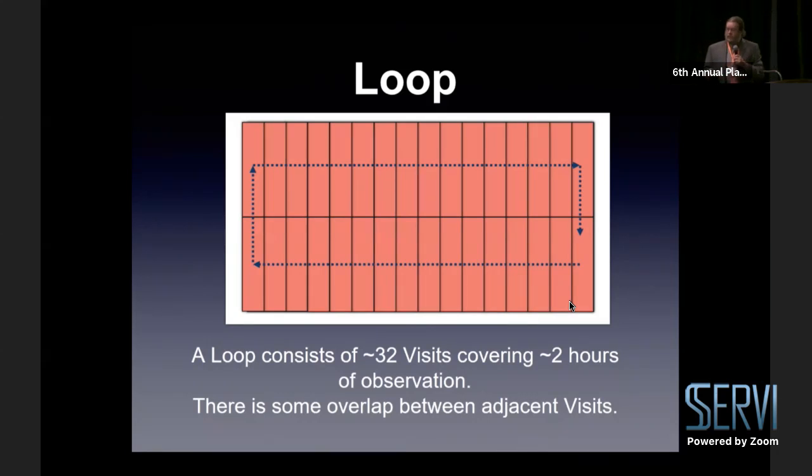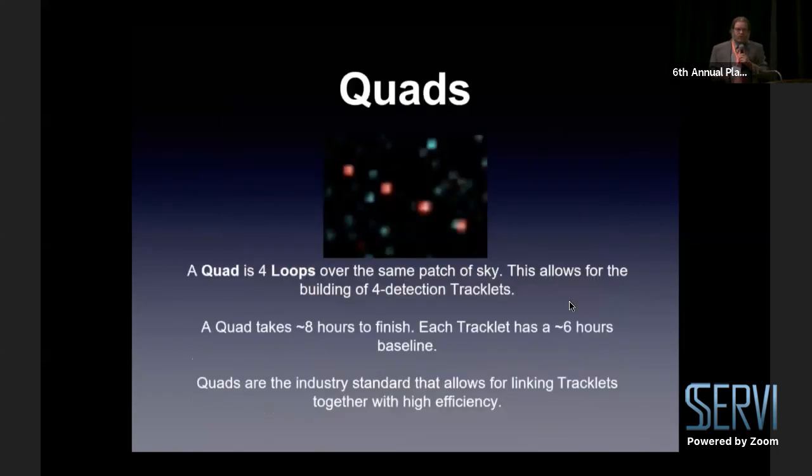There's a little bit of overlap between adjacent visits, which means that you can occasionally get objects in those overlaps, which gives you extra detections. The reason why we're doing these loops, and we do them 4 times of the same patch of sky, is that it allows us to build these quads, which is where we generate our 4-detection tracklets. A quad takes 8 hours to finish. That means that each tracklet has a 6-hour baseline: 0, 2, 4, 6.